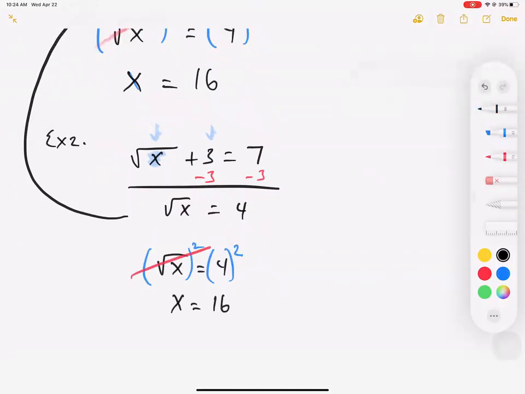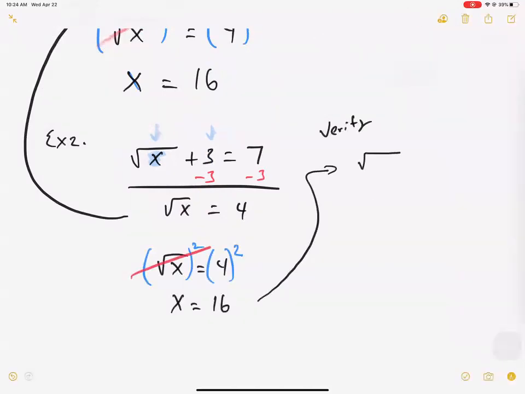Now, this is kind of a wild guess, right? But let's go ahead and plug it back in to verify. Let's verify your answer. So we said the square root of x plus 3 is equal to what? And x is going to be, in this case, 16. The square root of 16 is 4, and 4 plus 3 is 7, just like what we wanted.